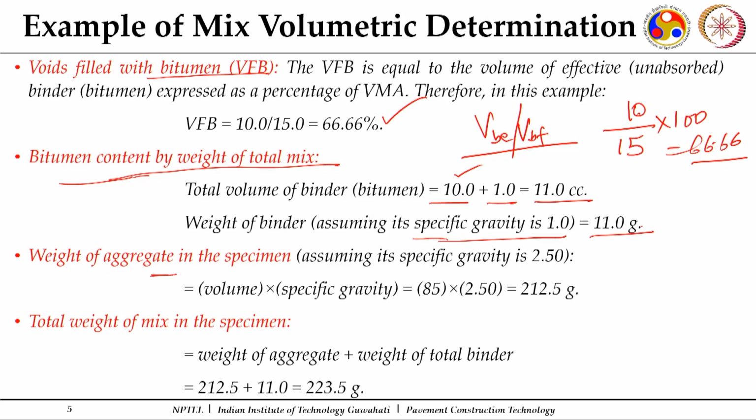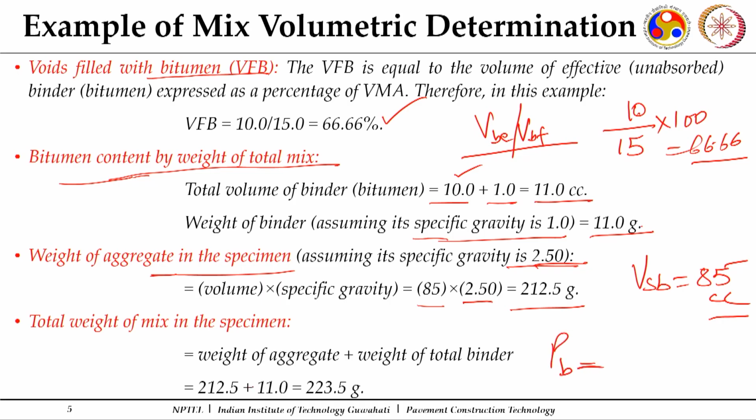Now, weight of aggregate in the specimen: the bulk specific gravity was given as 2.5 and what was the bulk volume of the aggregates? It was the effective volume plus 1 cc was the absorbed bitumen. In the previous slide we mentioned that VSB is your 85 cc. So, considering this 85 cc and this bulk specific gravity, this will be the weight of your aggregates, 212.5. So, what will be the percentage of bitumen?